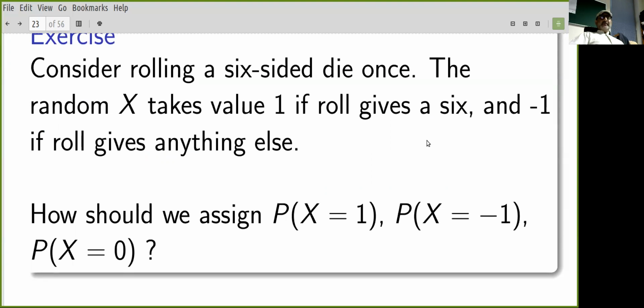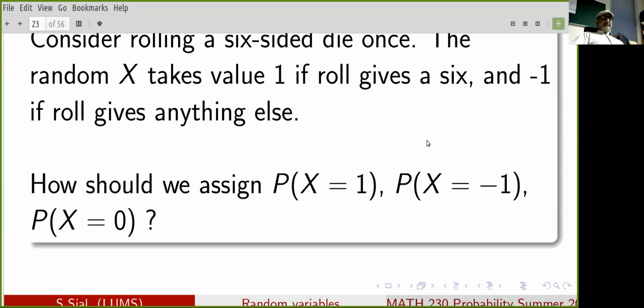But the probability that x is equal to 0? Well, the random variable x never takes the value 0. So the probability that the random variable x is equal to 0 is 0. The probability that x takes any value other than -1 or +1 is 0.